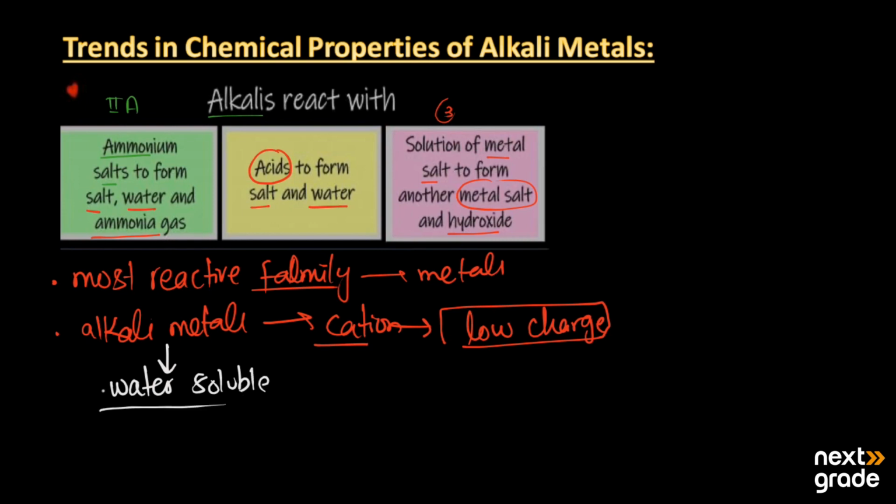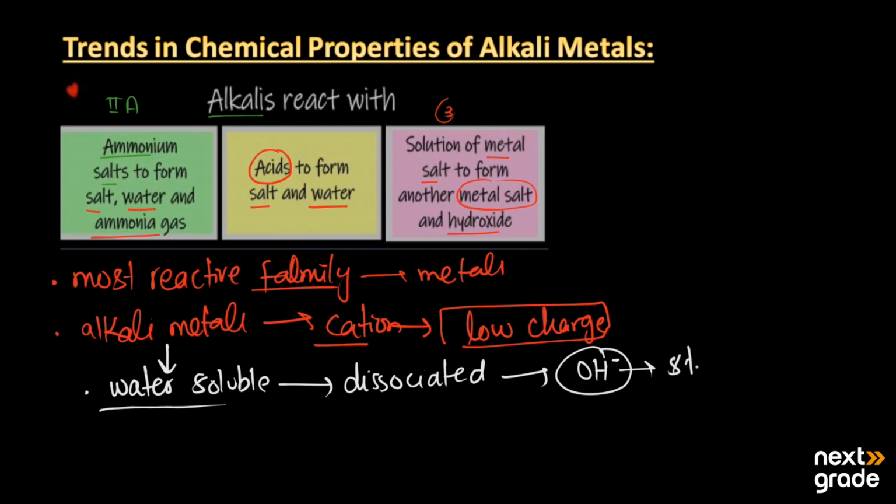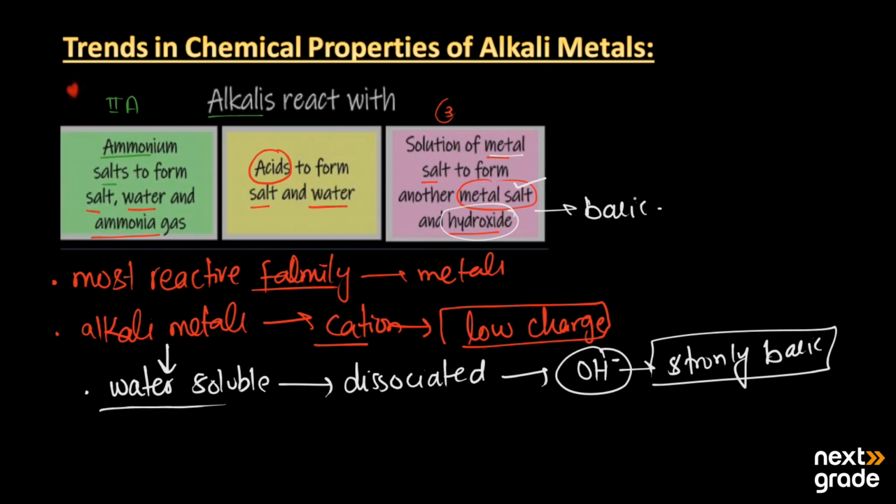Most of their salts also dissociate in aqueous solutions, and the hydroxides are among the strongest bases available. When they are water soluble, they get dissociated into different ions, and thus hydroxide ions are produced. These hydroxide ions are strongly basic in nature. On the other hand, when it reacts with a metal salt or any other metallic salt, it produces the other metal salt along with the hydroxide, which is also basic in nature.